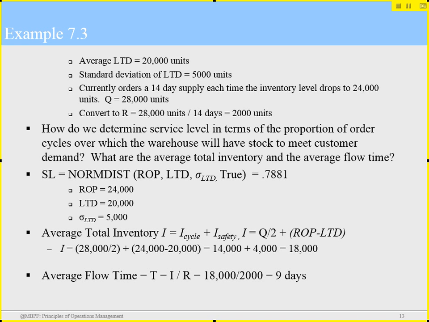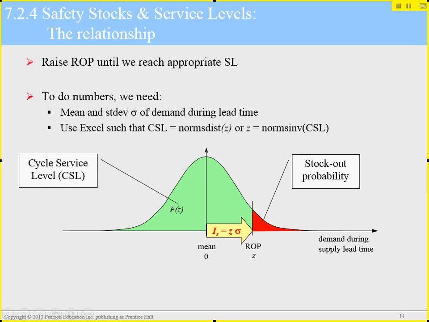And so, again, that kind of information can be helpful: how long you're actually holding stuff on hand. There's more than one way to get there, but that's one of the ways. Here's a prettier drawing of our normal distribution curve. The green part is our cycle service level, and the red part is the probability of a stock out.